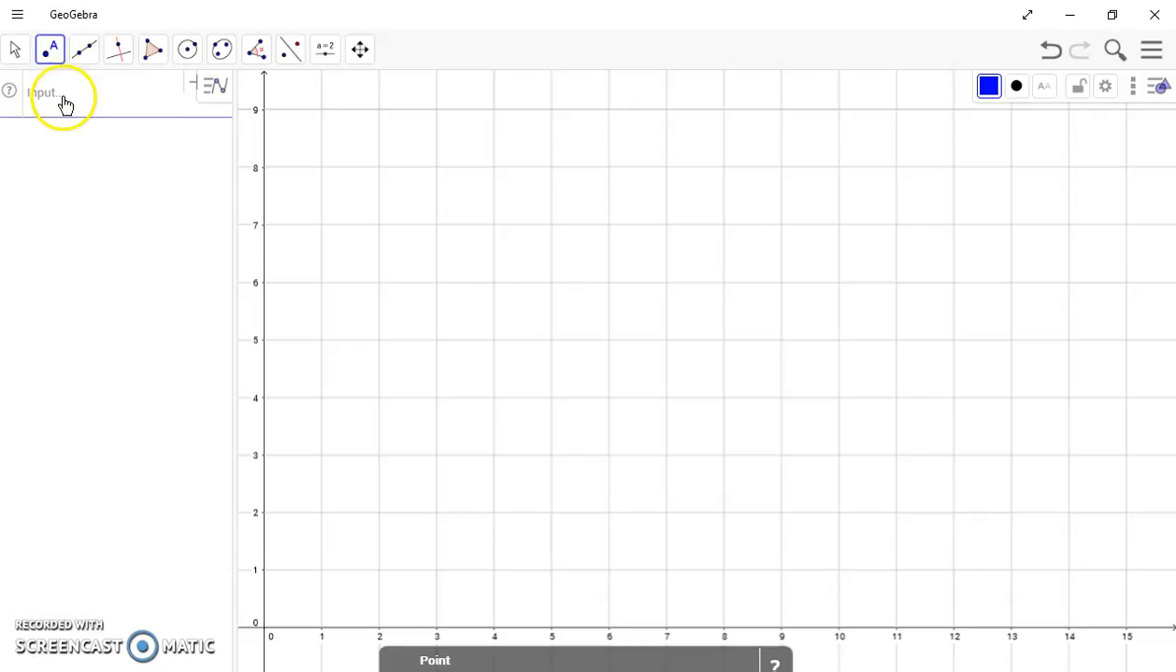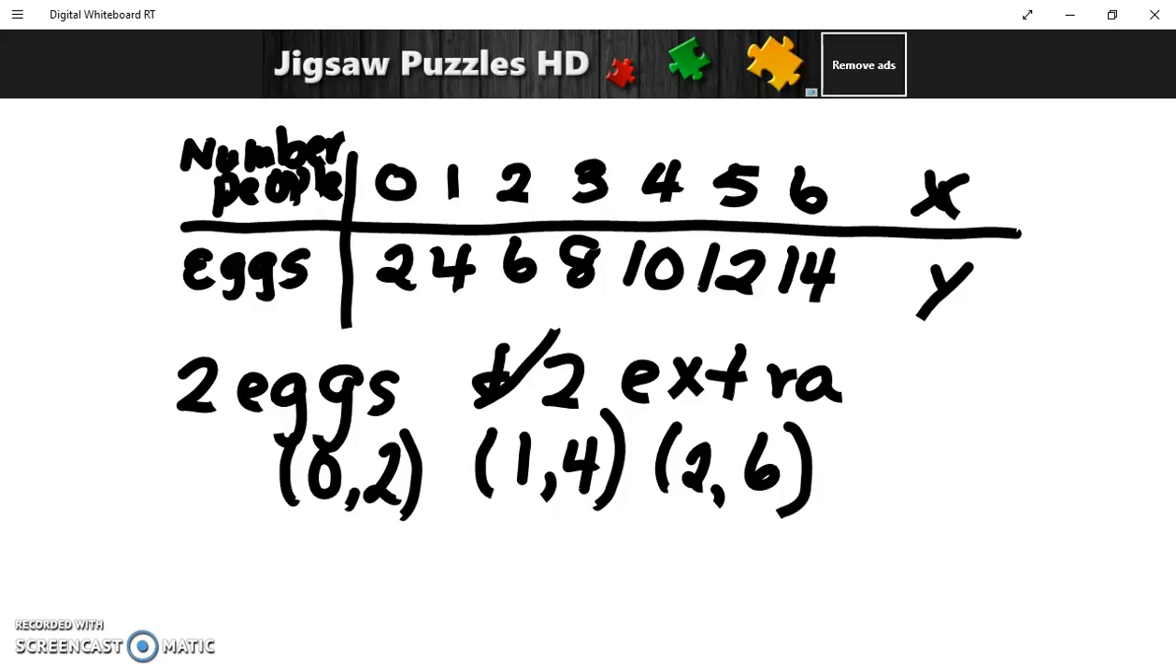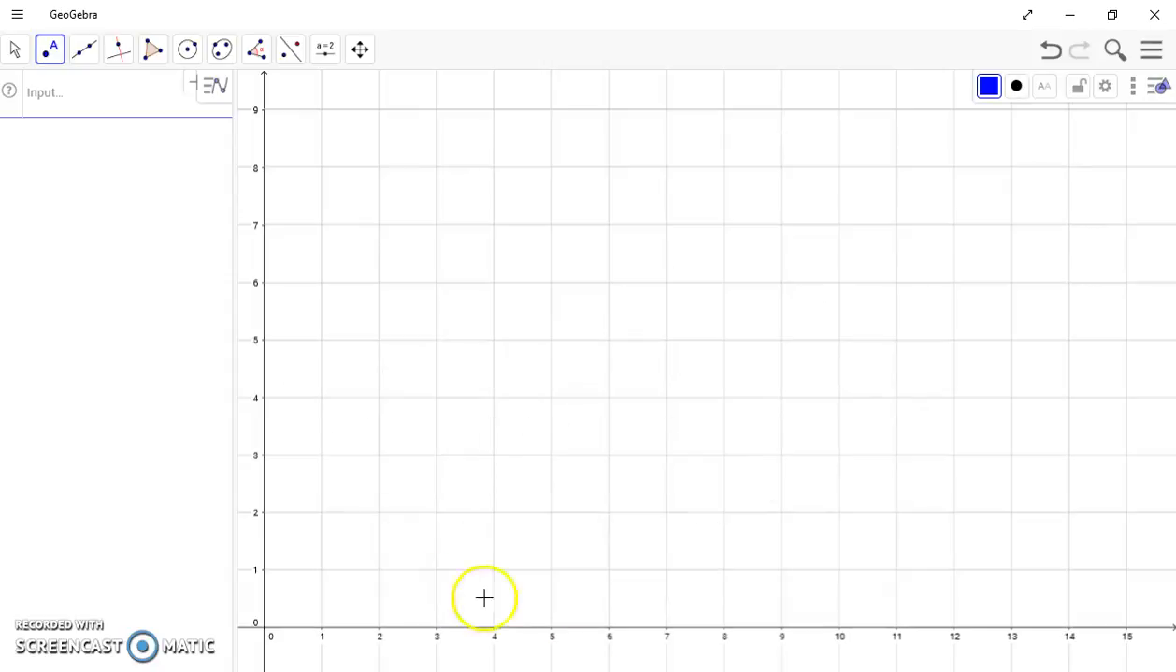Then what we're going to do is we're going to plot our points. So our first point was 0, 2. So that point, we're going to look here, we're going to go 0, and we're going to go up 2. That's our first point. So remember, our x tells us how many we need to go across, our y tells us how many we need to go up.